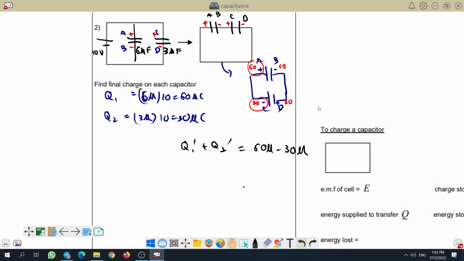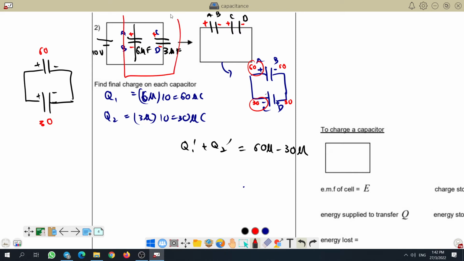Kenapa dia mau begini? Actually, if you think about it, kan? Kenapa dia mau join positive negative? What will happen if you join back positive with the positive? 60, 30. You know what will happen? Nothing will happen. Because it's exactly the same as you take this one. Kan? Sebab dia 10 volt, 10 volt. Kamu sudah, dia tak akan bergerak apa-apa. Sesuai soalan dia tak akan tanya begitu.